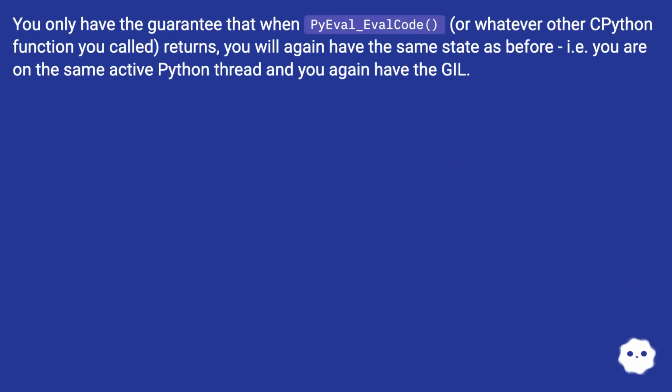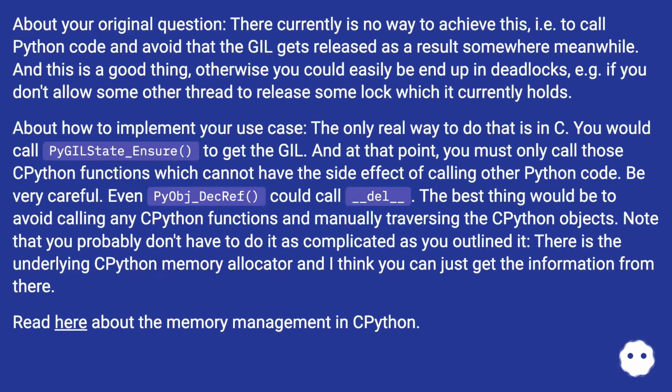You only have the guarantee that when PyEval_EvalCode, or whatever other Python function you called, returns, you will again have the same state as before, i.e. you are on the same active Python thread and you again have the GIL. About your original question, there currently is no way to achieve this, i.e. to call Python code and avoid that the GIL gets released as a result somewhere meanwhile.